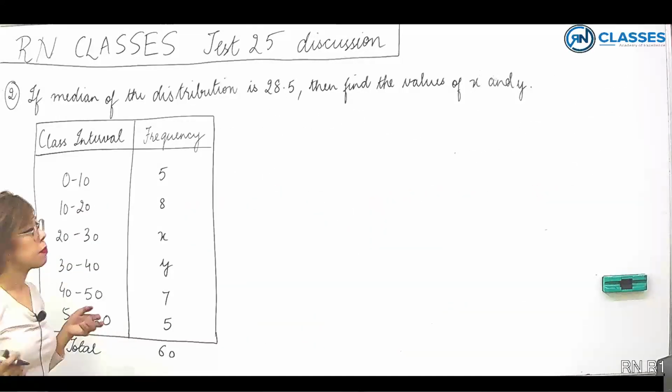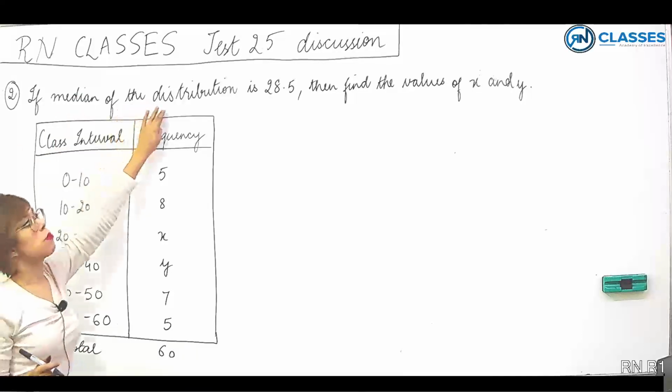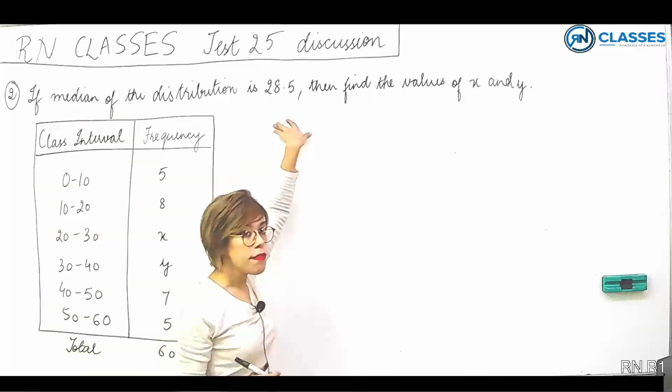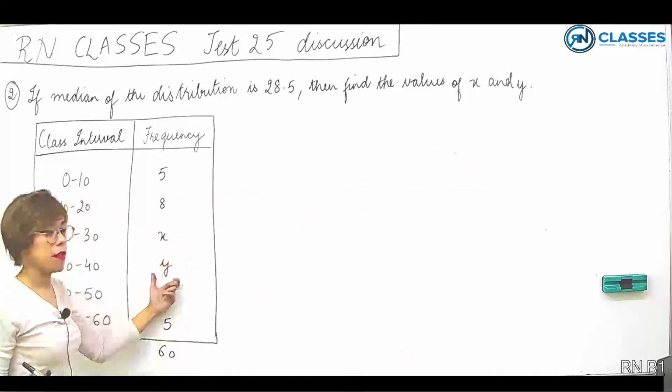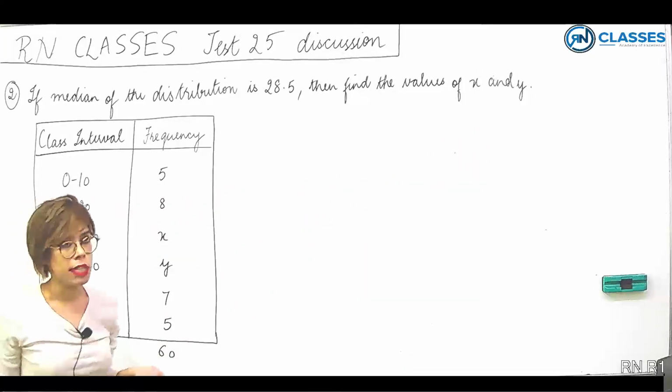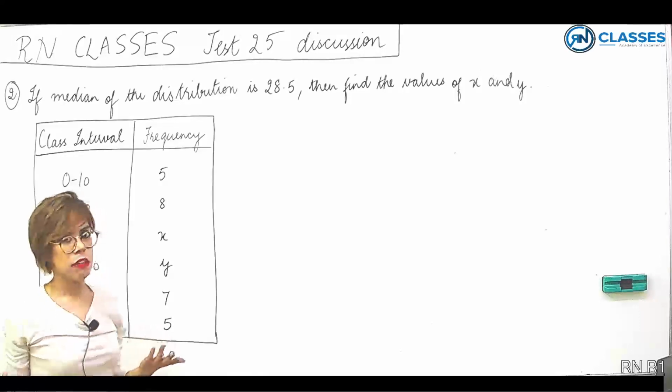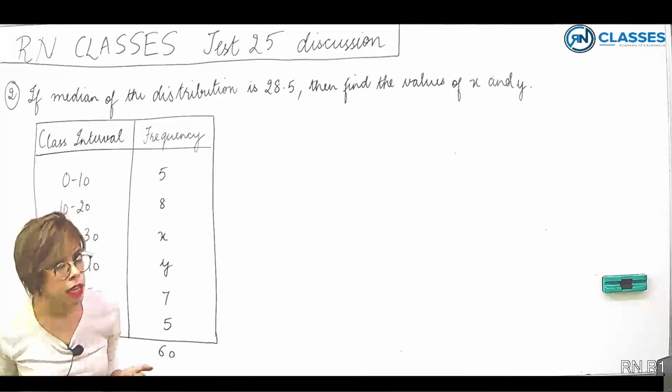Right. So the next one. Now the median of the distribution is given to be 28.5. You need to find the value of X and Y. Now median is given to you, right? Median I can find with the help of the formula as well.